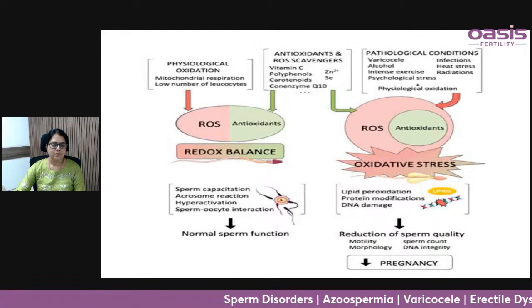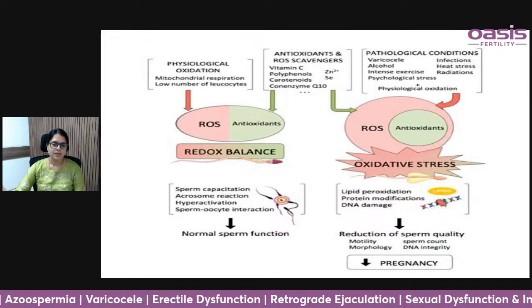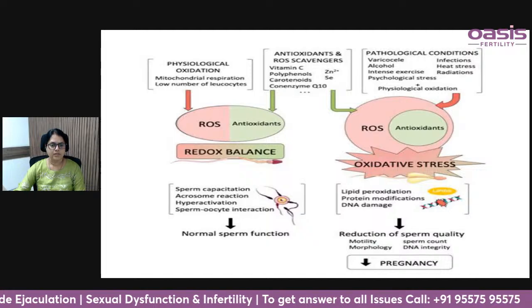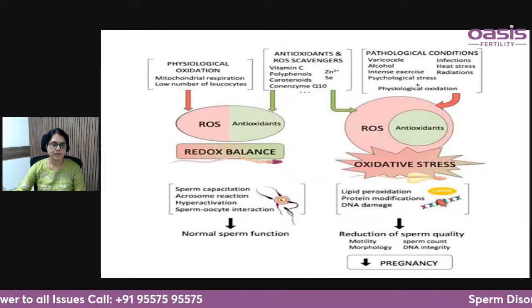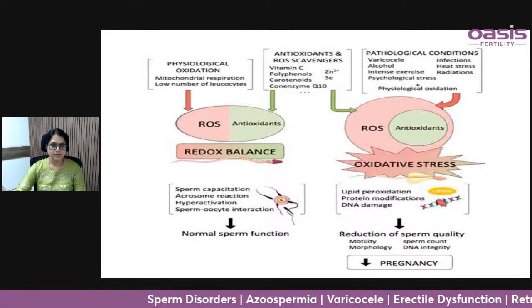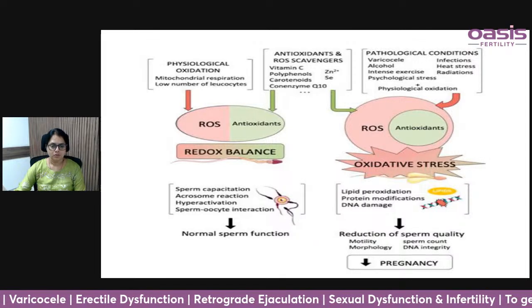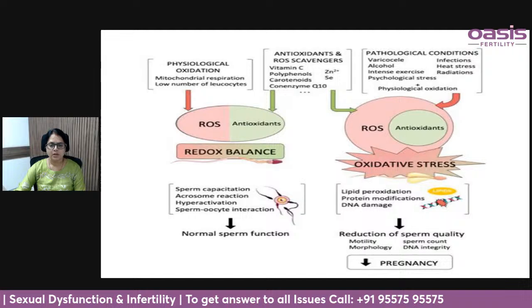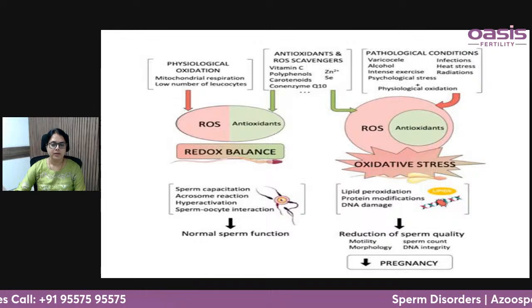What causes sperm DNA damage? That is mainly in normal sperm. If the sperm has normal function, it means that reactive oxygen species and antioxidants in the sperm are maintaining the sperm function. The sperm function means sperm capacitation, acrosome reactions, hyperactivation, sperm oocyte interactions. If the reactive oxygen species and antioxidant levels are imbalanced, that is in case of the causes which I have mentioned, they all cause oxidative stress, leading to reduction of sperm quality, motility, morphology, and sperm count, and DNA integrity, leading to decreased pregnancy rates.